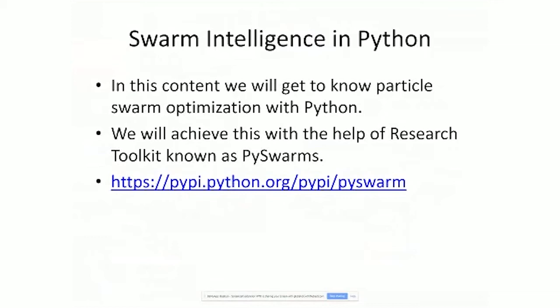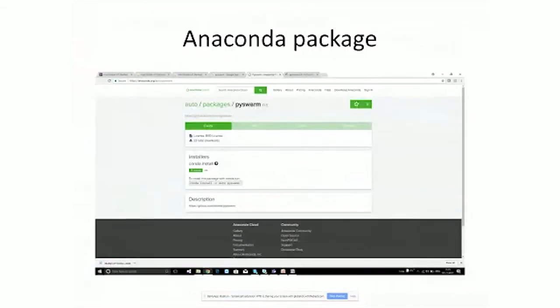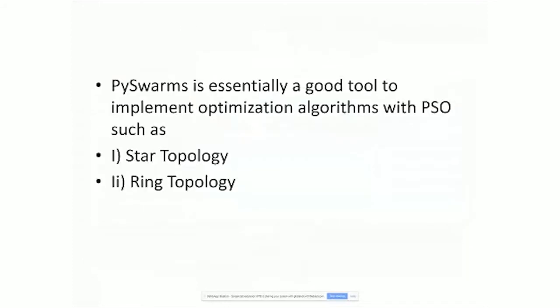When we reach this particular page, it lands on this web page where you get all the details. You can directly download it, or you can also have the Anaconda package installed where you are working on the environment. PySwarms is very useful because you can do different kinds of utilizations, like local optimization for your swarming, as well as changes to your swarming, that is local as well as global. PySwarms is essentially a good tool to implement optimization algorithms with PSO, that is particle swarm optimization, for star topology as well as ring topology.